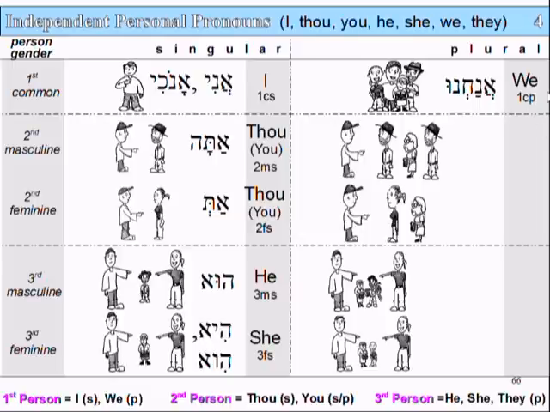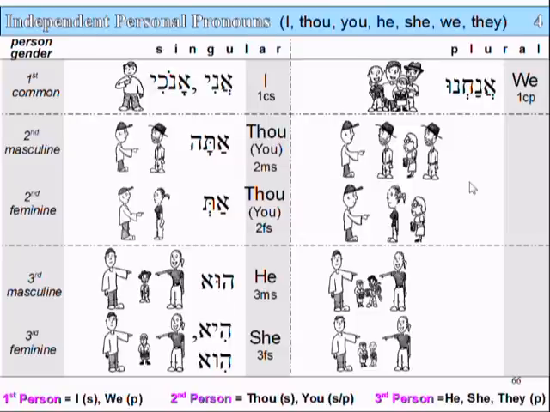So the technical terminology for the word we in Hebrew, anachnu, is first person common plural. First person common plural, as opposed to first person common singular. So it's a group of people, plural. It's common, so it's neither male nor female, it includes male and female.